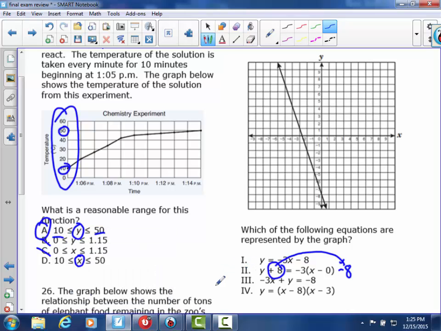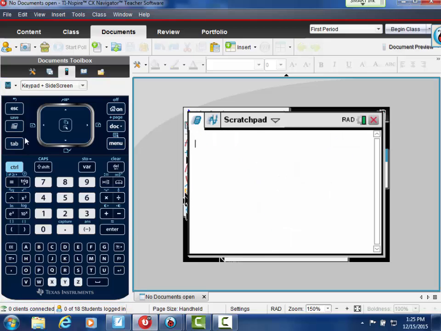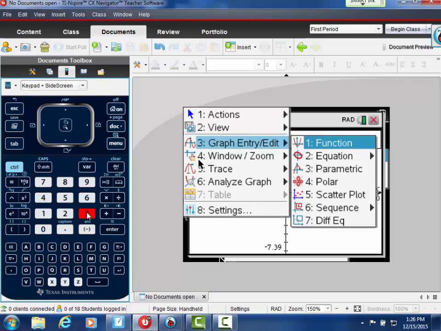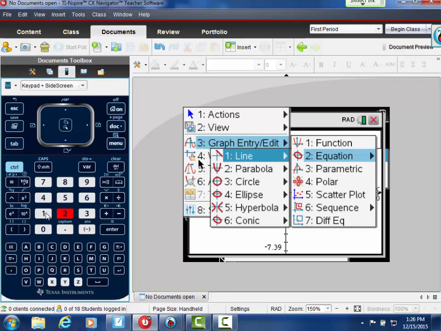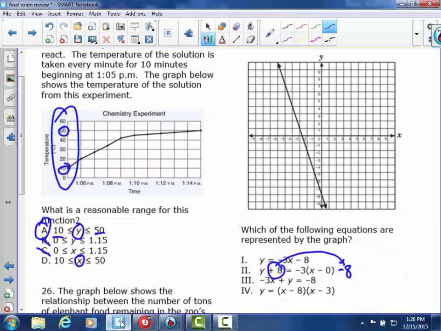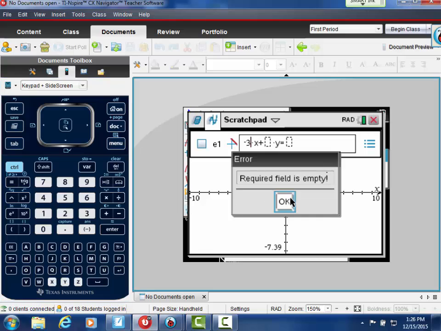So then I go to the third equation, do a doc B, then do my graph. I can't put that one in here, but I can change my input, menu 3, 2, 1, 3, and that allows me to type it in, which was negative 3x plus y equals negative 8. Negative 3, enter, whoops.